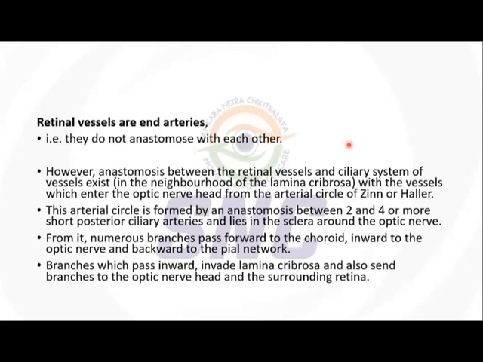This arterial circle is formed by an anastomosis between 2 and 4 or more short posterior ciliary arteries and lies in the sclera around the optic nerve. From it, numerous branches pass forward to the choroid, inward to the optic nerve, and backward to the pial network. Branches which pass inward reach the lamina cribrosa and also send branches to the optic nerve head and the surrounding retina.